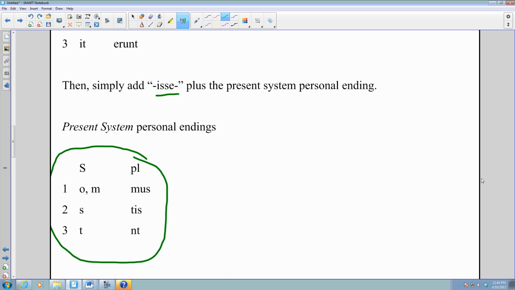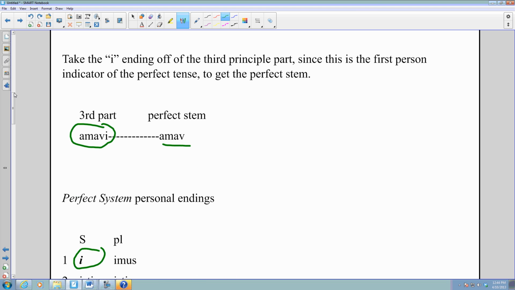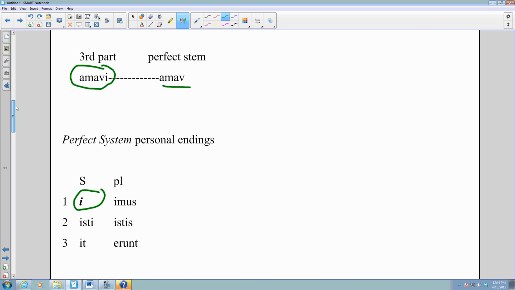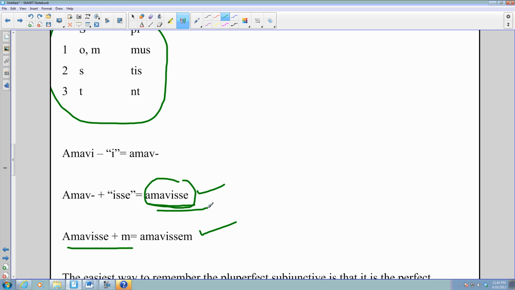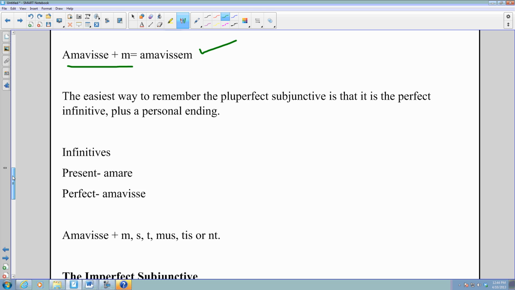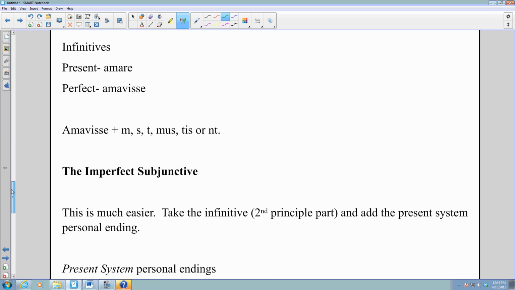So you can go through this entire process here, or you can just say, "Oh, okay, I know what the perfect infinitive is, amavisse, and I'm going to add an ending." And the reason it's important that you try to use this shortcut is because the imperfect subjunctive uses the present infinitive to do the same thing. Okay, we have two infinitives here. We have amare and we have amavisse. If we take amavisse and we add -m, -s, -t, we have the pluperfect subjunctive.